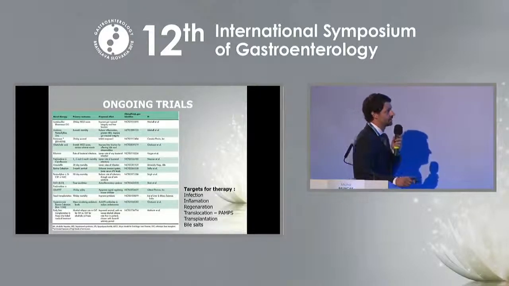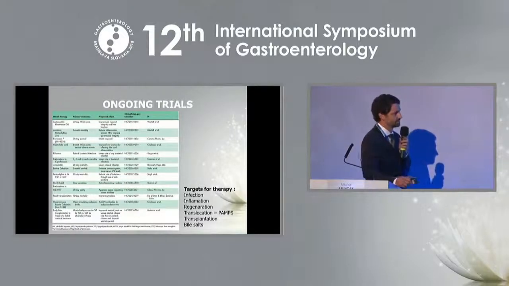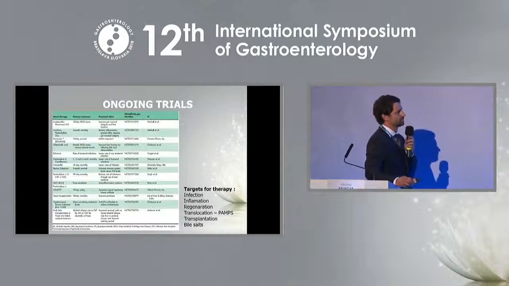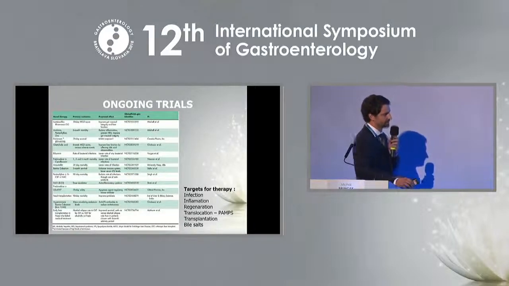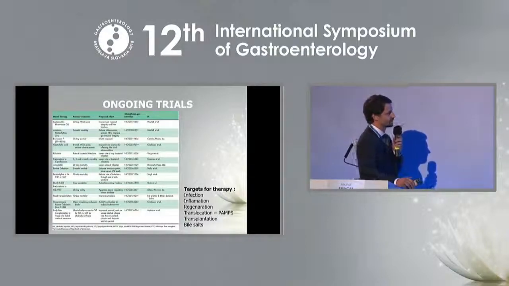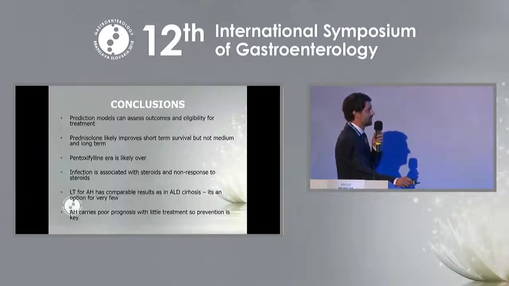There's ongoing trials. I'll just fly through it. Ongoing trials focusing on infection using prophylactic antibiotics in alcoholic hepatitis. Again, trials with the GCSF, trials using anti-interleukin-1 receptors or antibodies against LPS. The results should be available in a couple of years. We have to wait for these results.